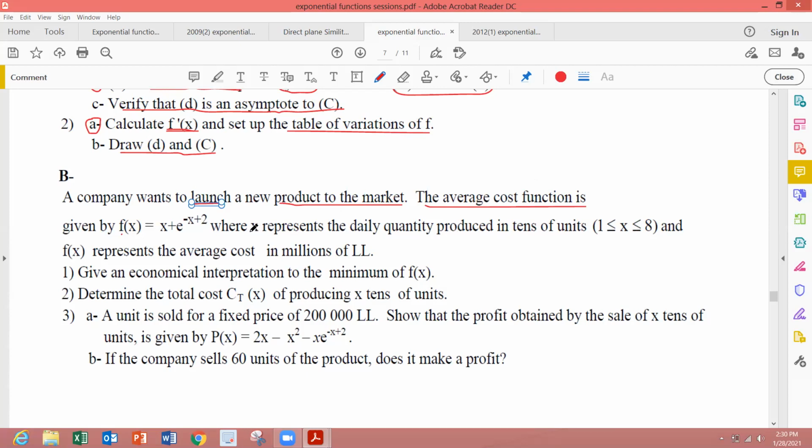X is in tens of units. And f(x) is the cost in millions of Lebanese lira. Part 1. Give an economical interpretation of the minimum of f(x). Who can give the economical interpretation?